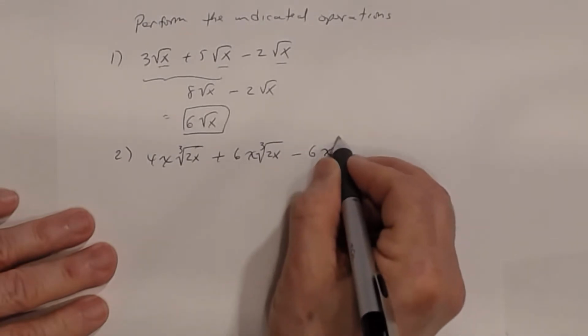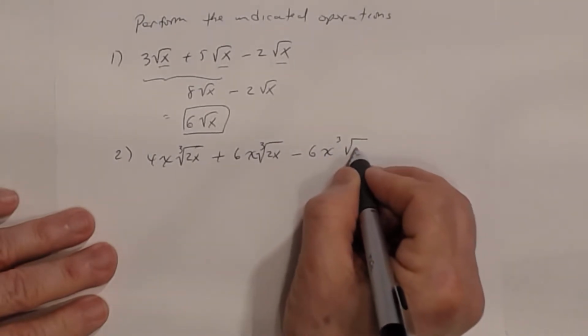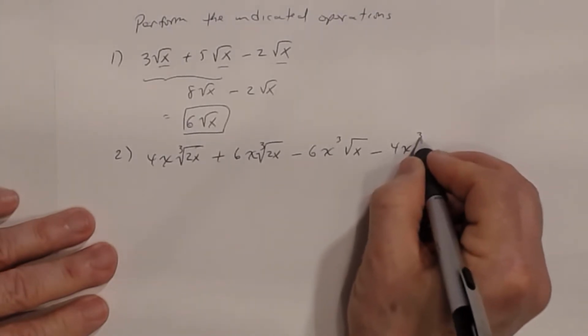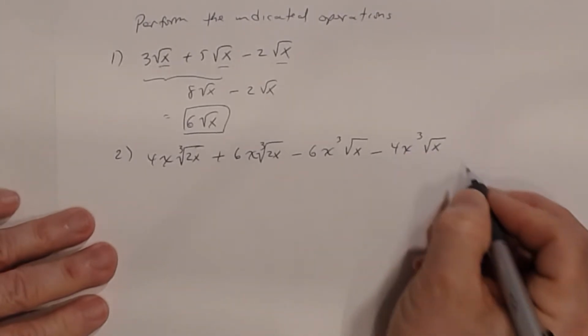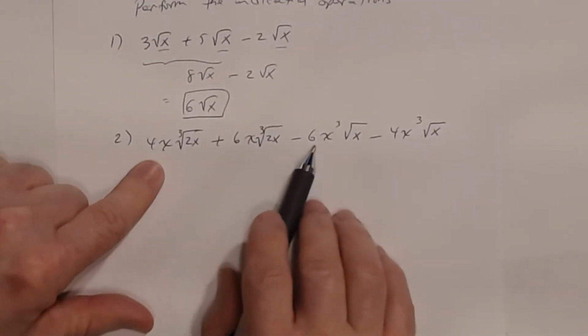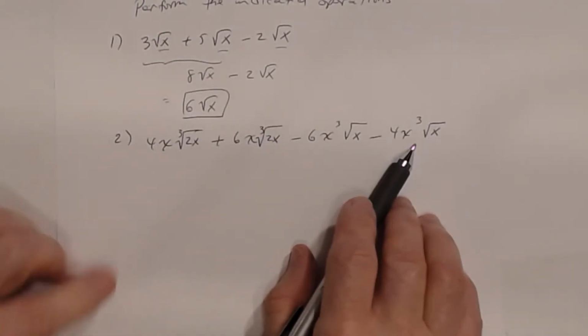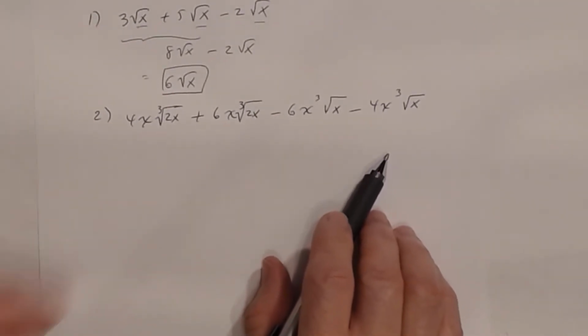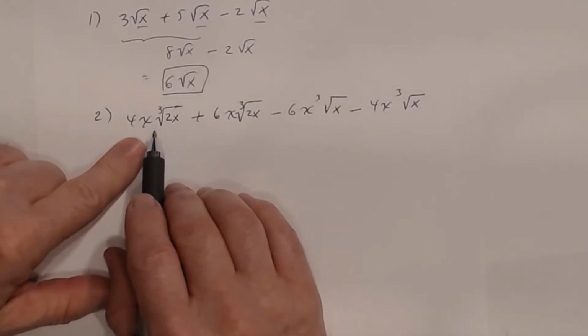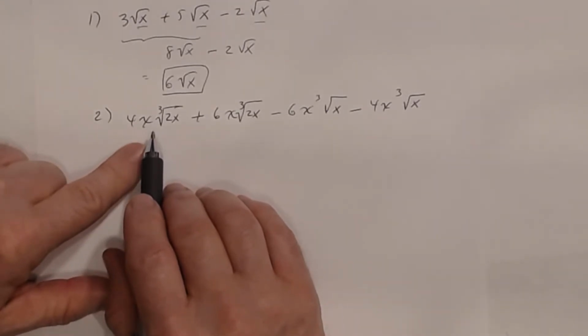Number 2, we have 4x cube root of 2x plus 6x cube root of 2x, okay, minus 6x cube square root of x minus 4x cube square root of x. So notice I have 1, 2, 3, 4 terms. Now, you got to ask yourself, can I combine any of them?